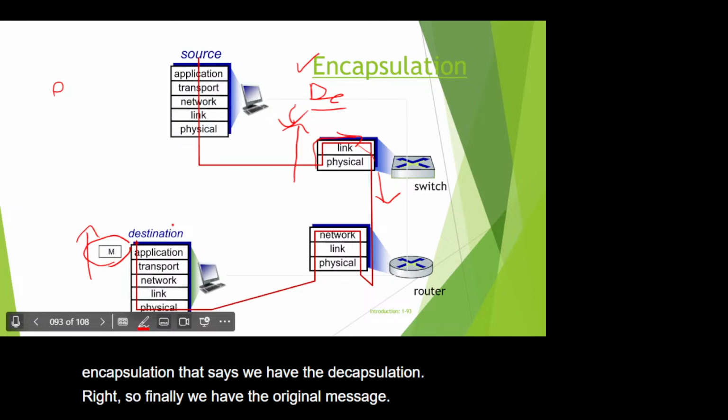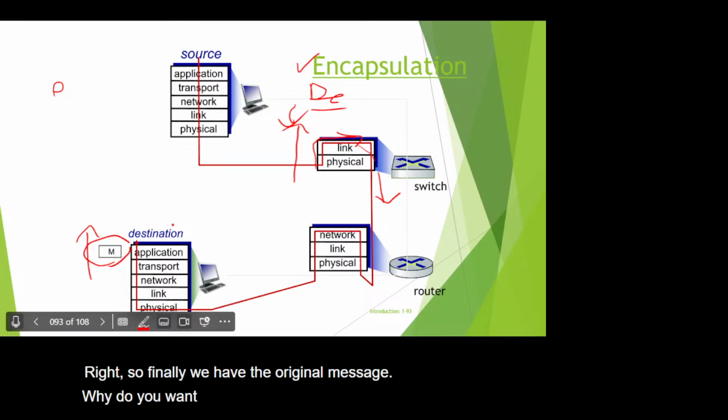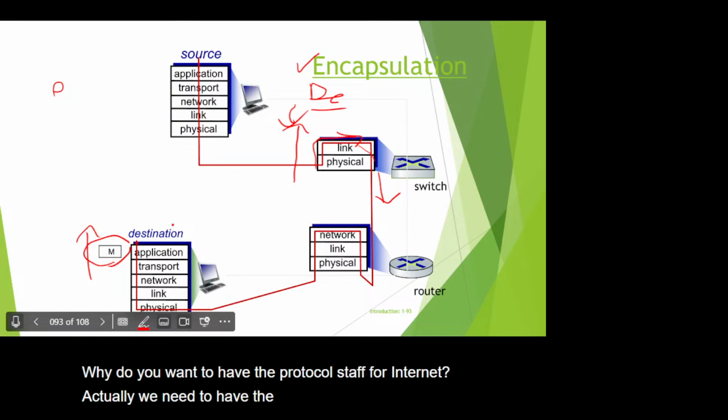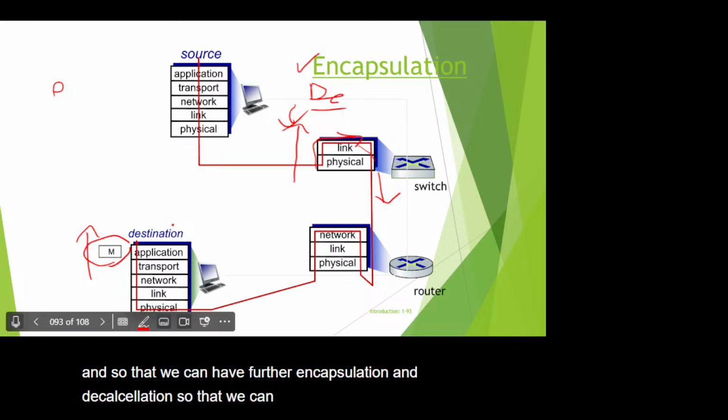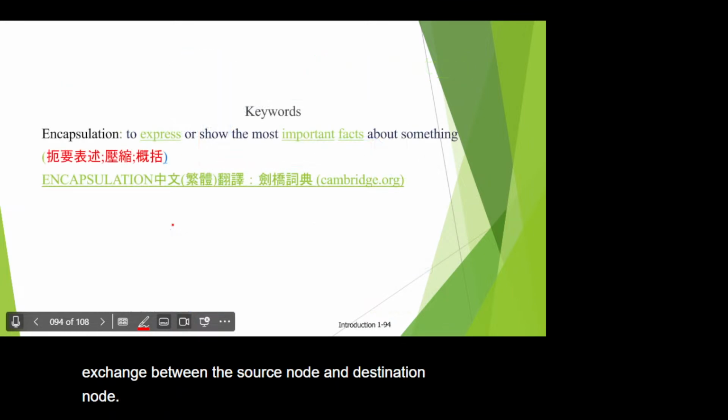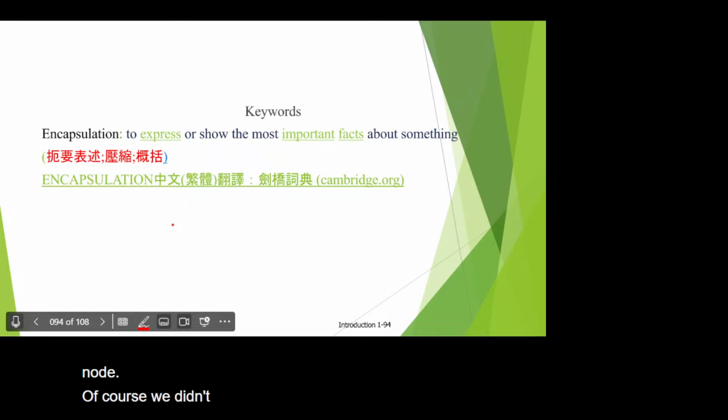Well, why we want to have the protocol stack for the internet, actually we need to have the function from each layer, so that we can have the encapsulation and decapsulation, so that we can have the message exchange between the source node and destination node. Well, of course, we already have the term here, right?